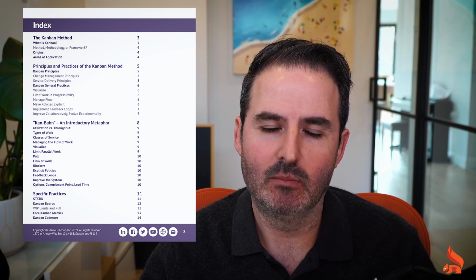The guide actually has 4 major sections. Section 1, and basically some background about the Kanban method. Section 2, a look at principles and practices of the Kanban method. Section 3, a way of explaining Kanban using a highway metaphor dubbed Kan-Bahn. Section 4, an overview of a few specific Kanban practices. So let's get started with reviewing each section.